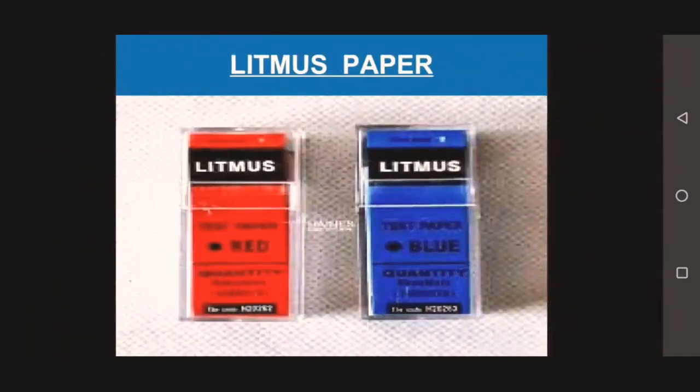So here is the picture of litmus paper. Basically, there are two kinds of litmus paper, that is red litmus paper and blue litmus paper. Red litmus paper turns blue when it is dipped in a base, and blue litmus paper turns red when it is dipped in an acid.